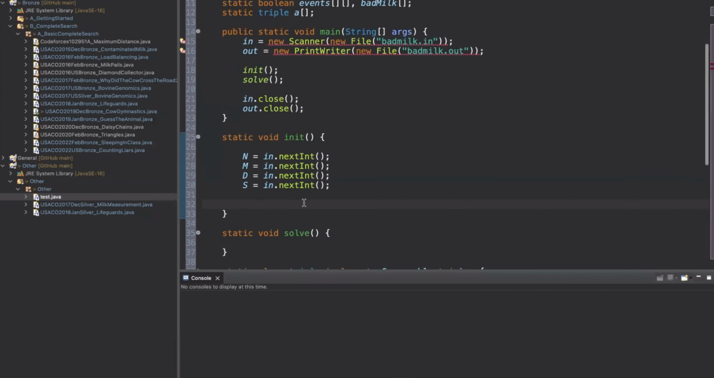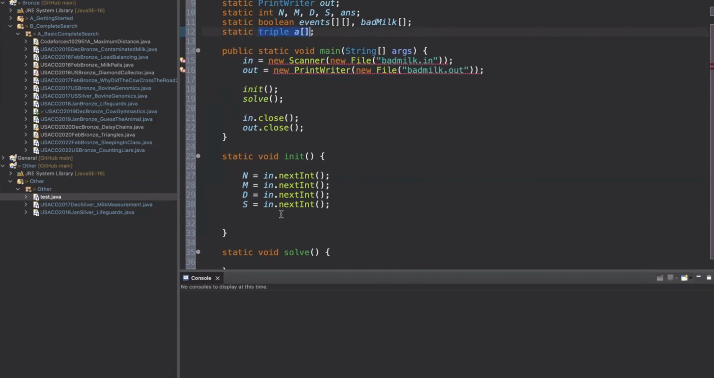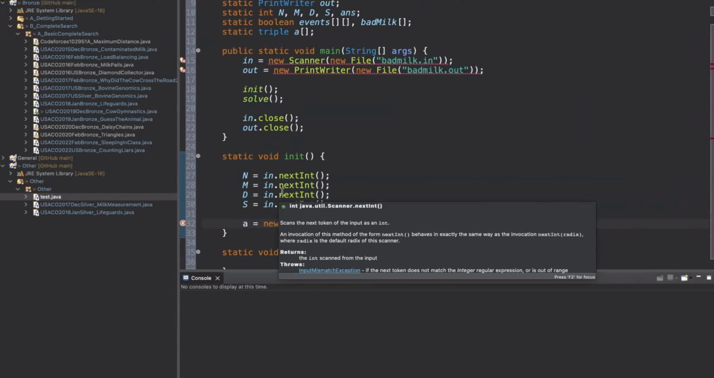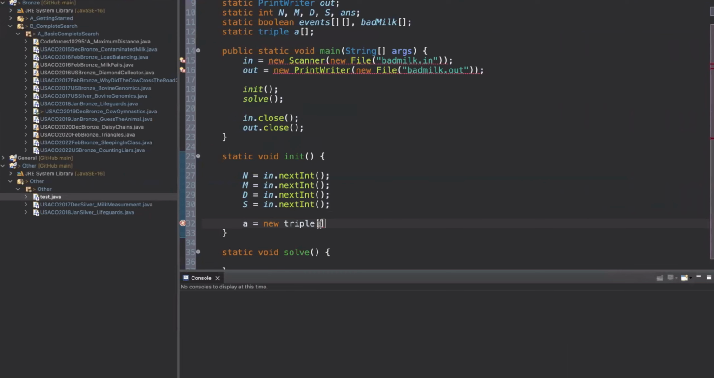But before we do that, we're going to have to initialize our array of triples. And we're going to do that by making the length of it t plus s, because the number of events that happen is d, and the number of sick events is s. So by adding them, we get the number of total events. And then from there, I'm going to create a for loop.